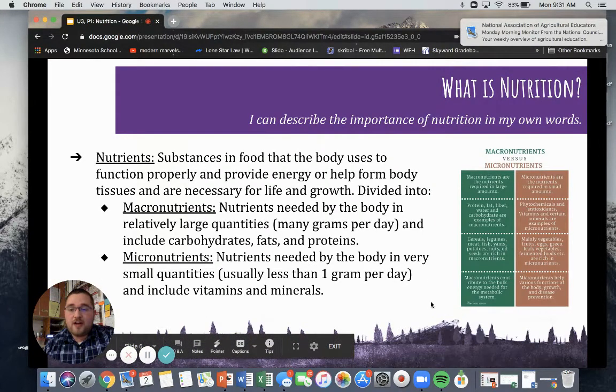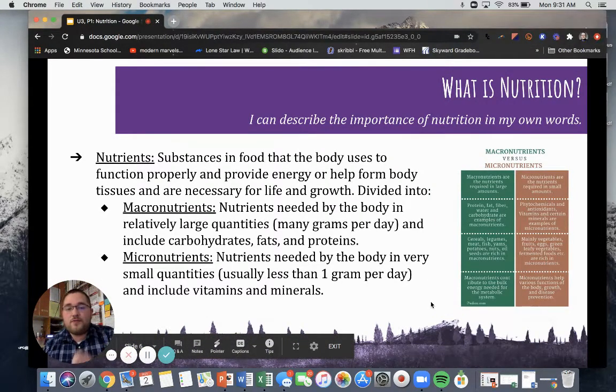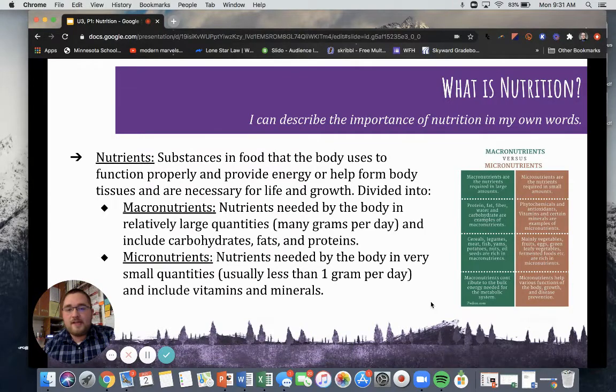Nutrients, on the other hand, are the particular substances in food that the body uses to function properly. And there are 6 major classes of nutrients, which our next video is going to hit on. However, there are 2 different types or categories that nutrients can fall into, and that's macronutrients and micronutrients. Macro, think Big Mac, are nutrients that are needed in large quantities, whereas micronutrients are nutrients that are needed in smaller quantities.